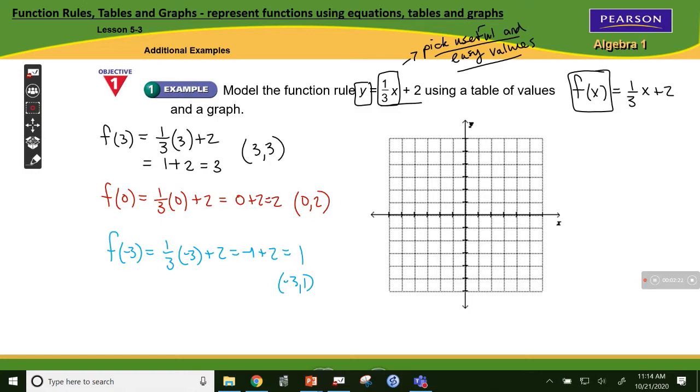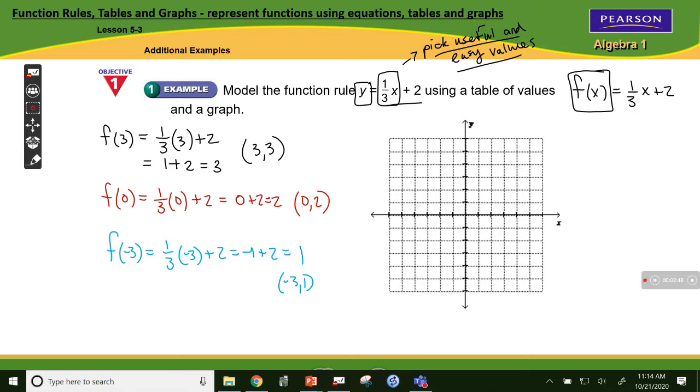So you can see I've chosen two other values to input for x. I've chosen 0. F of 0 equals 1/3 times 0, which is 0. 0 plus 2 is 2. So I have an input of 0 and I get an output of 2. F of -3 equals 1/3 of -3 plus 2, which is -1 plus 2, which is 1. So I get the point -3, 1.